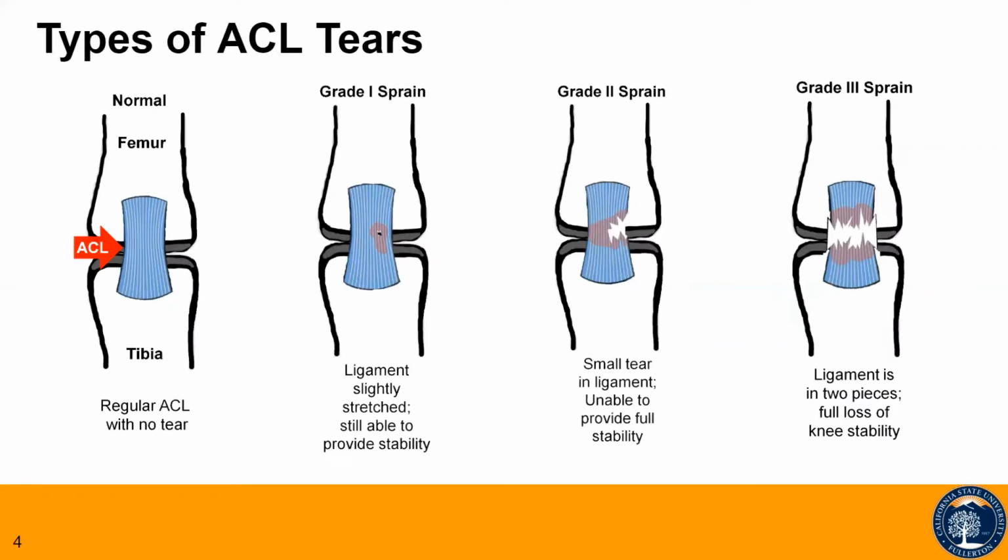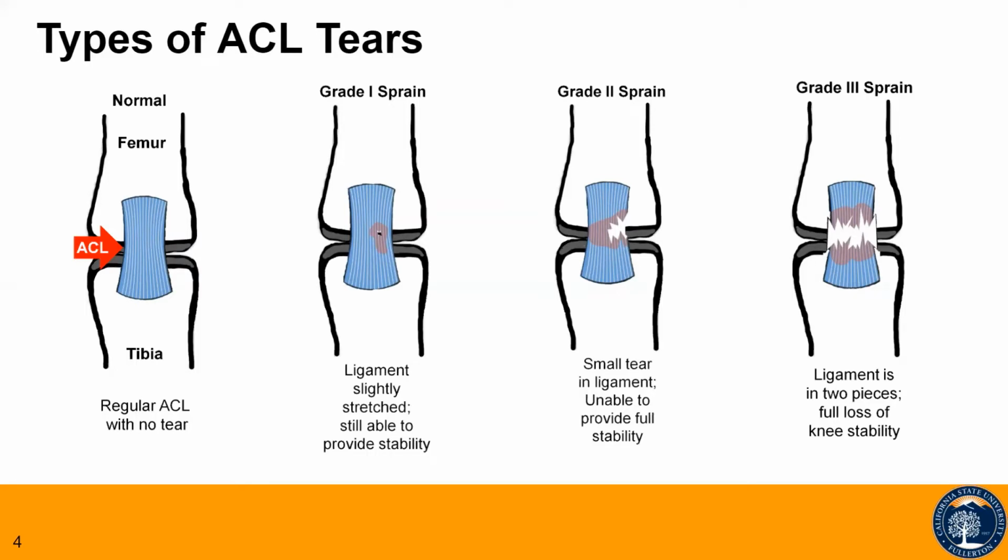And then next are the types of tears in the ACL. So it starts off with normal, right? Regular ACL, no tear. A grade 1 sprain, ligament slightly stretched, still able to provide stability. Grade 2 sprain, small tear in ligament, unable to provide full stability. And then grade 3 sprain, ligament is in 2 pieces, full loss of knee stability.